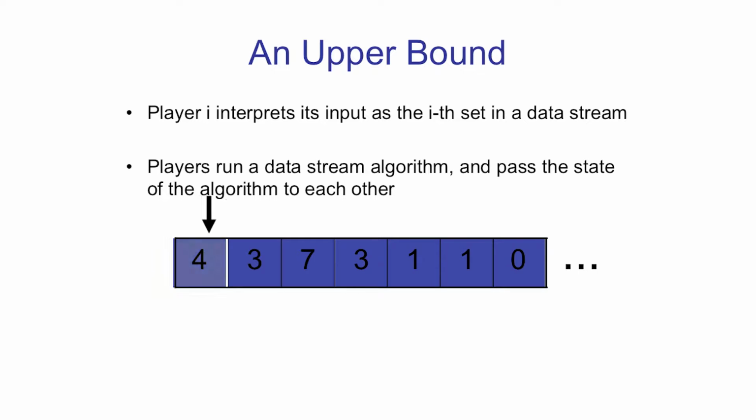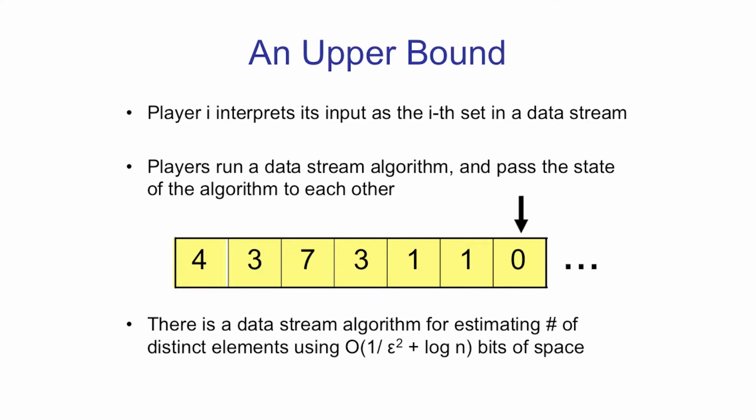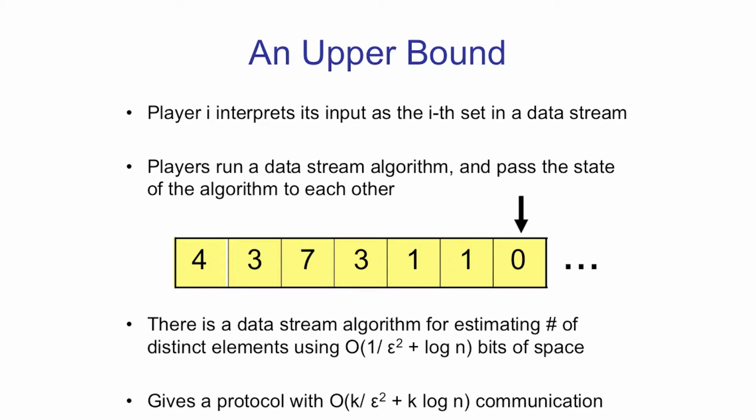So player i interprets its set as the ith set in a data stream. They run the streaming algorithm, and it's known that there's a data stream algorithm for estimating the number of distinct elements using only 1 over epsilon squared plus log n bits of space. This is in work with Kane and Jelani. Using this reduction, this gives us a protocol with k over epsilon squared plus k log n bits of communication. So it's significantly better than the exact case, where we required at least n bits of communication.